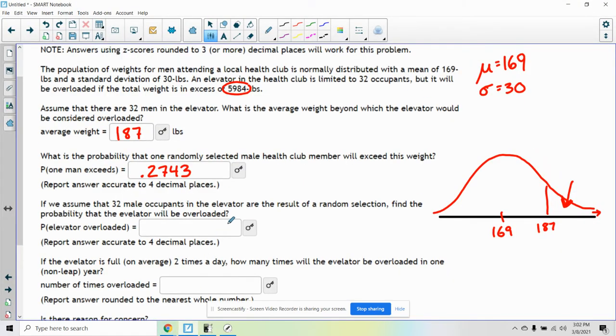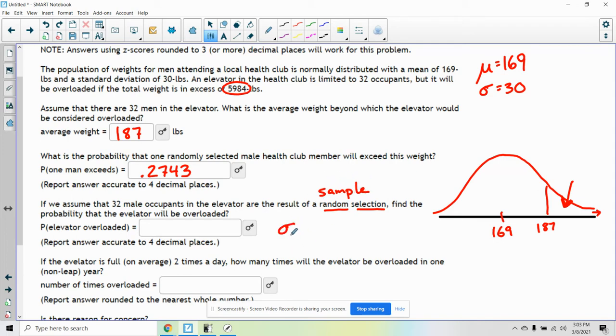So the next question says, if we assume that 32 males are a result of a random selection, we're talking about a sample now. Find the probability the elevator will be overloaded. So now we're trying to figure out what's the chance that the average of these 32 is greater than 187 from a sample. When we're talking about a sample, the only thing that changes is our sigma.